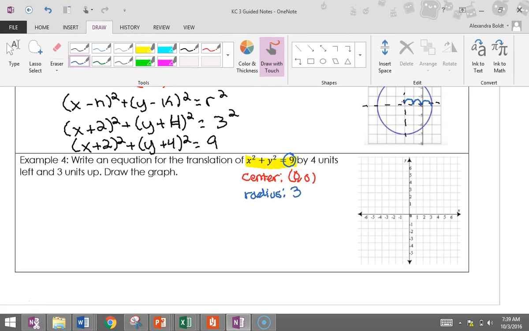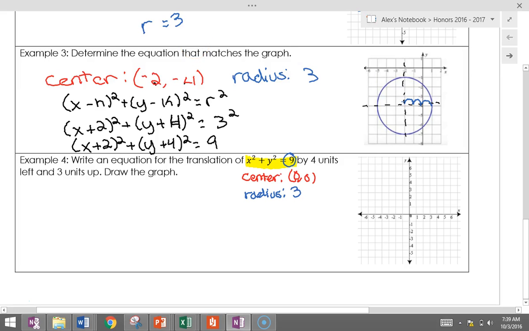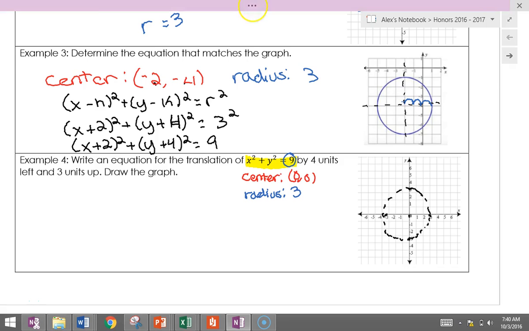So the first thing I'm going to do is draw this graph. I start at (0, 0), and I go 3 in every direction. And I'm just going to lightly sketch in where that circle is. Because that's not the actual circle I want. I want one that's been moved.